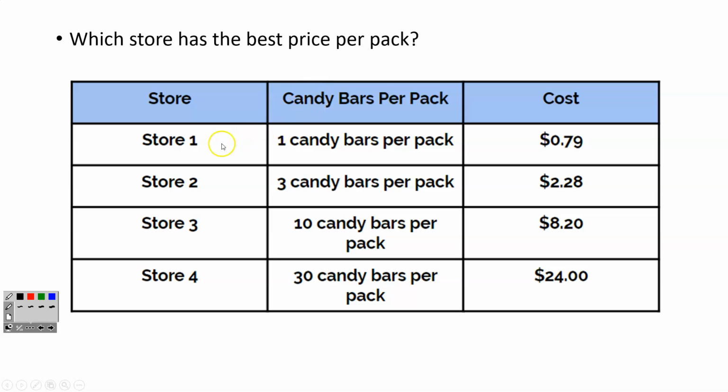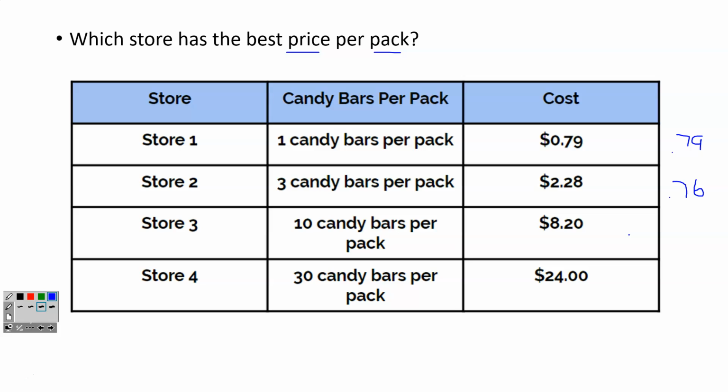So again, store 1, we would do price per pack. So 79 cents divided by 1, because there's only one candy bar in the pack, would just give me 79 cents, 0.79. I would do 2.28 divided by 3 for store number 2, and that's going to give me 0.76.